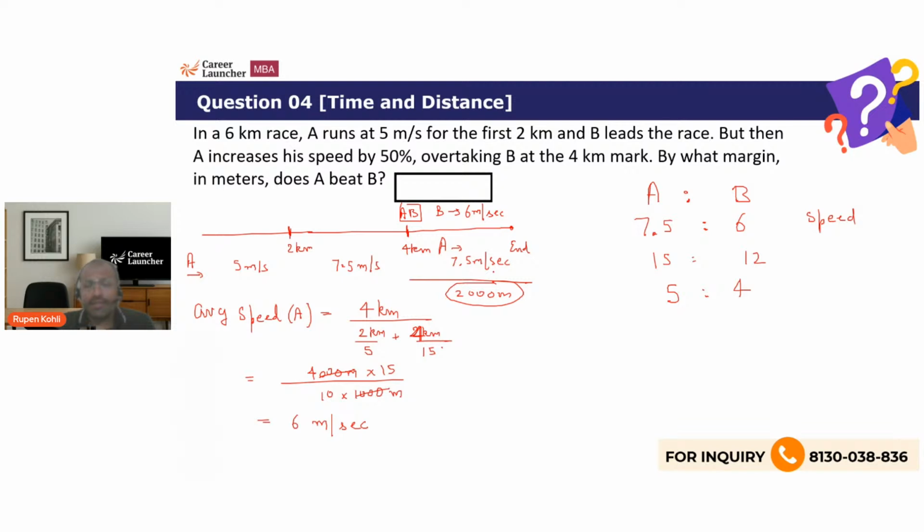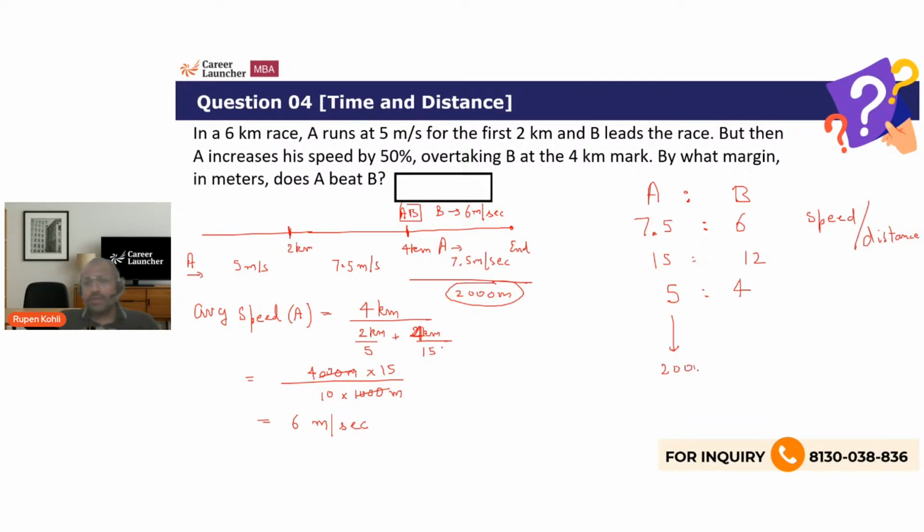So when A will cover 2000, how much will B cover? Obviously, the ratio of speed is also the same as the ratio of the distance that will be covered by them, because they're running for the same time, right? So in the same time, people run the distance in the same ratio as the ratio of their speeds. So 5 is to 4.